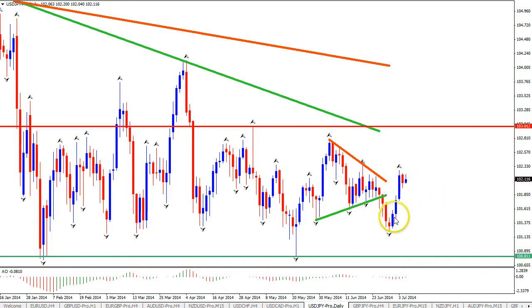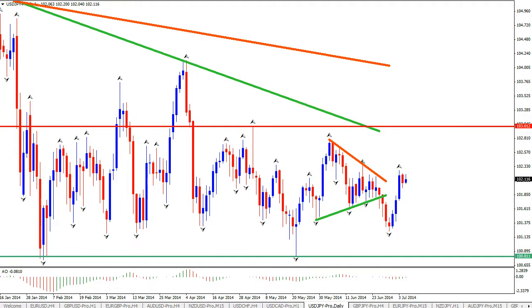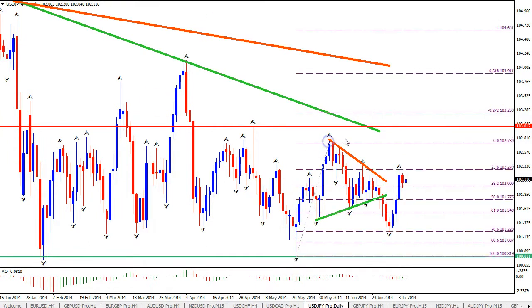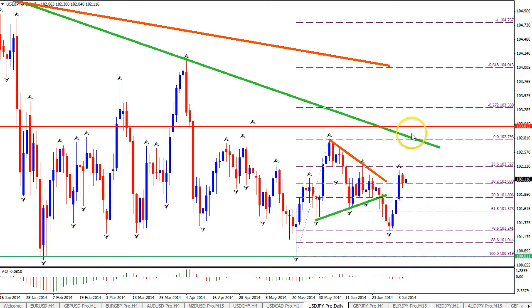Now, within that consolidation, it seems like we're making some upside: up, correction, up. In that regard, we can put a fib from this bottom to this top and say, okay, maybe the minus 272 or the minus 618 are smaller targets within basically the consolidation that is happening on the dollar yen.